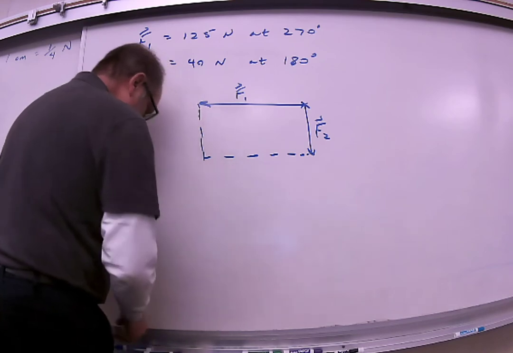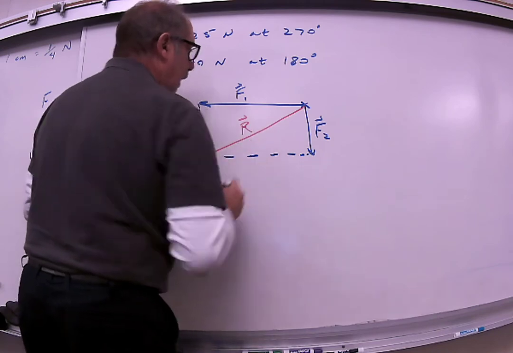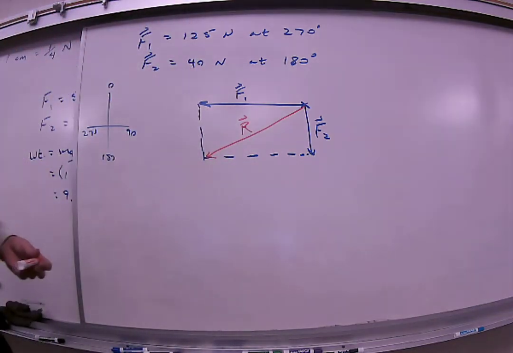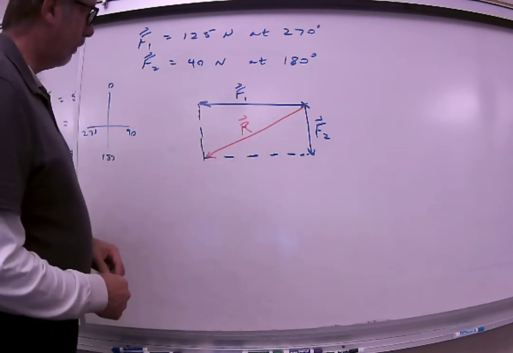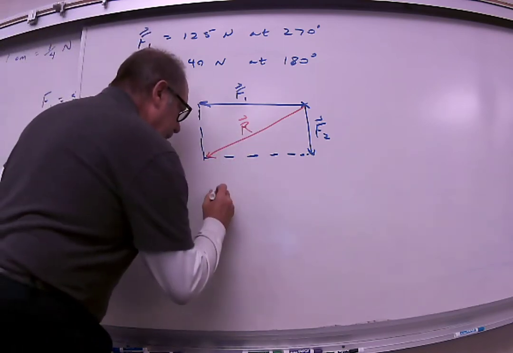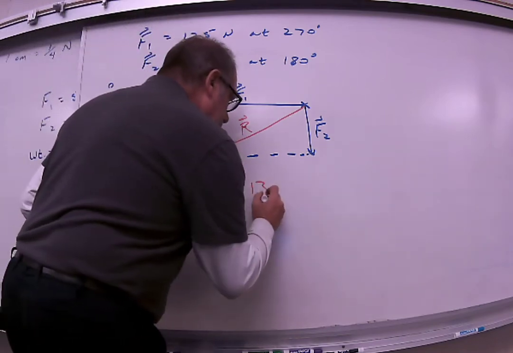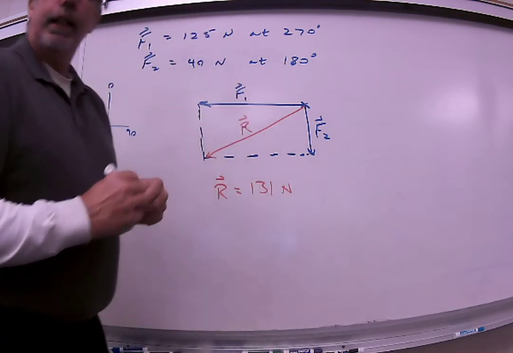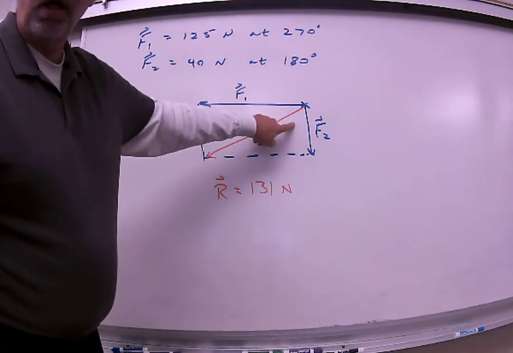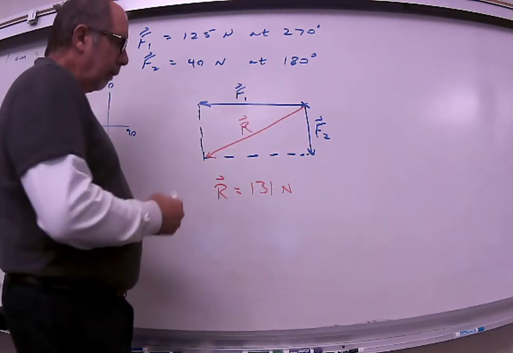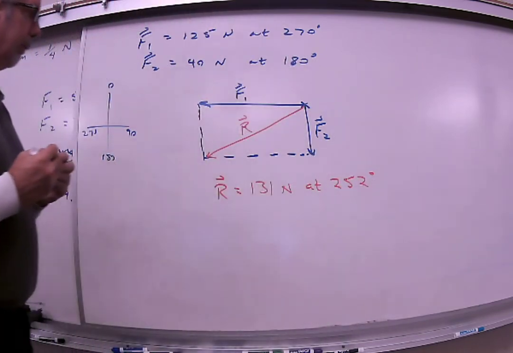And so the resultant would be going that way. And what you guys did was you ultimately found the magnitude and direction of this resultant vector. If you use the Pythagorean theorem, you could get a magnitude of 131 newtons. And then if you use the tangent function to find either one of these angles, it doesn't matter which one, and then find the bearing, it was 252 degrees. So that was the value of the resultant.